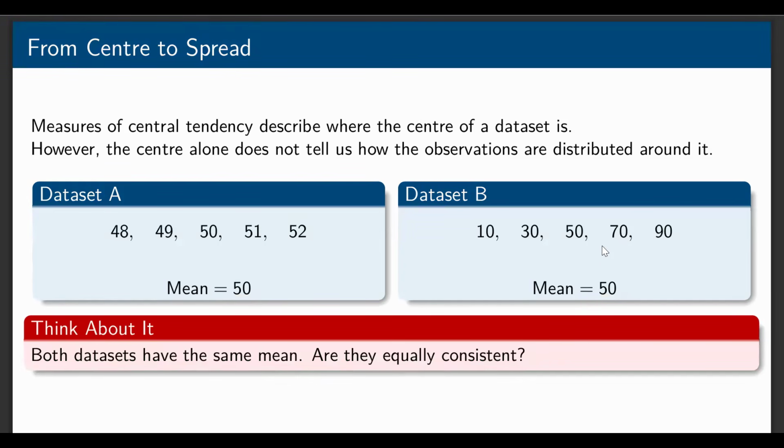Measures of central tendency describe where the center of a data set is, as we saw in the case of mean, median, and mode. However, the center alone does not tell us how the observations are distributed around it. Let's take these two data sets. Data set A has data points 48, 49, 50, 51, 52, with a mean of 50. Data set B has data points 10, 30, 50, 70, 90, with a mean of 50. Both data sets have the same mean, but are they equally consistent?